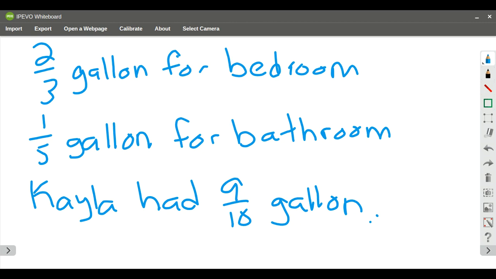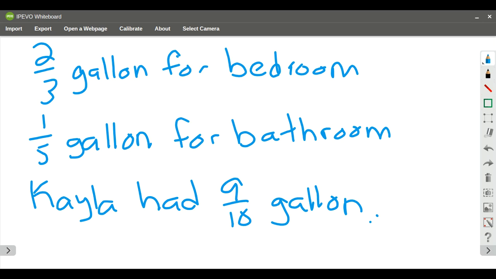So the first problem that we're going to take a look at is on page 396, where it says Kayla had 9/10 gallon of paint. She painted the ceilings in her bedroom and her bathroom. How much paint does she have left over after painting the two ceilings? And then in the graphic, it took 2/3 of a gallon for her to paint the ceiling in her bedroom and 1/5 of a gallon to paint the ceiling in her bathroom.